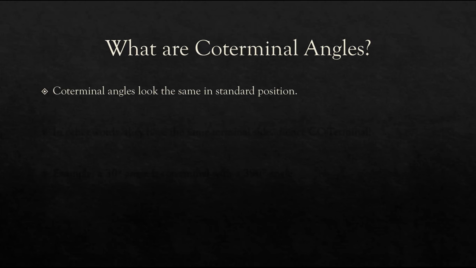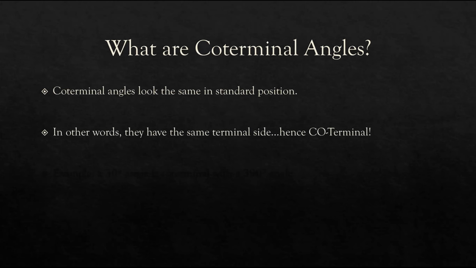So you can imagine if you're rotating the terminal side, what would you have to do to get it to end up in the exact same place? In other words, the terminal sides have to be the same. The initial sides are automatically going to be the same, right? So they're coterminal means the terminal sides are on top of each other. So what would that look like? What are two angles that would look exactly the same in standard position? And maybe you're already thinking of how that would work. If you're not sure, I'll just tell you.